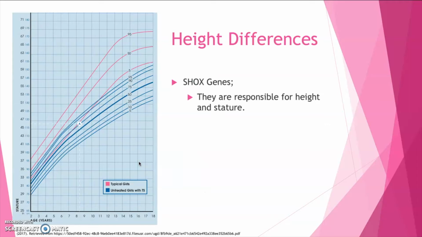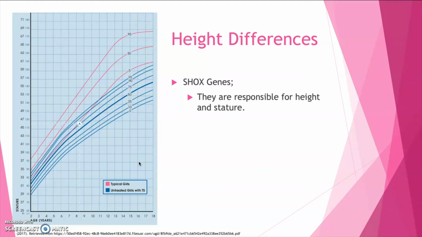In the image, it is showing the height differences between a normal child and a girl with Turner syndrome. To use this chart, find the age of the child and how tall she is in inches. Connect the points and it will show the percentile in which the child is compared to other kids the same age. The SHOX gene is the gene responsible for the height and stature one has.